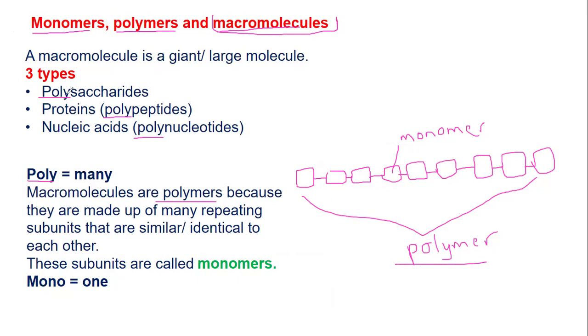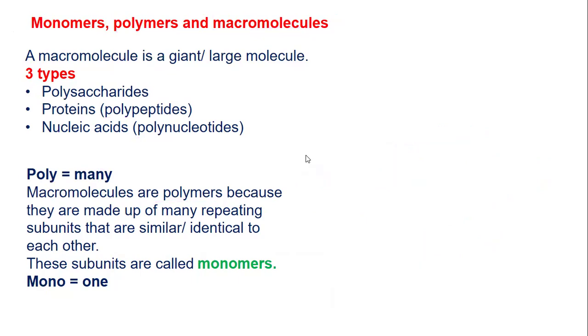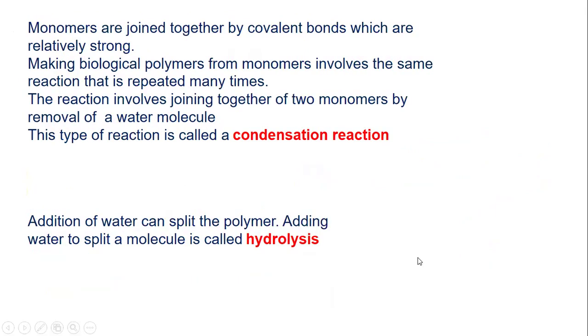So polysaccharides are made up of many saccharides. Proteins are called polypeptides because they're going to have many peptide bonds. Nucleic acids are called polynucleotides because they are made up of many nucleotides. We are going to look at all these details and you'll be able to understand each one of them very clearly as we go on in the lesson.